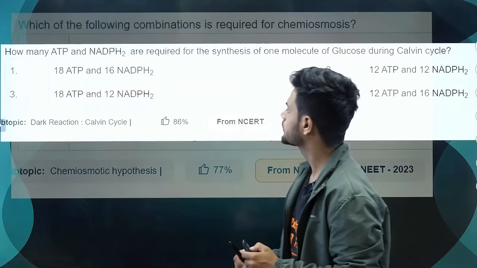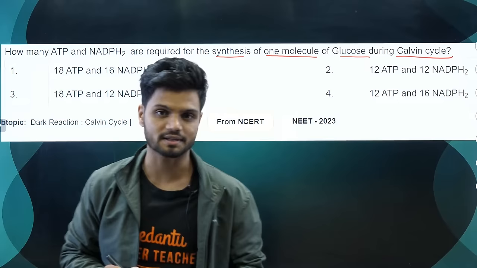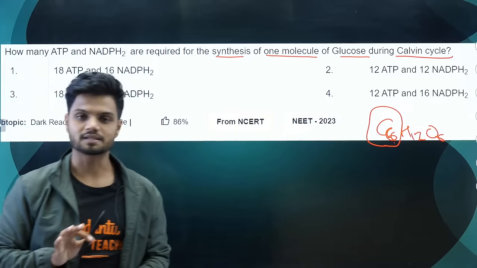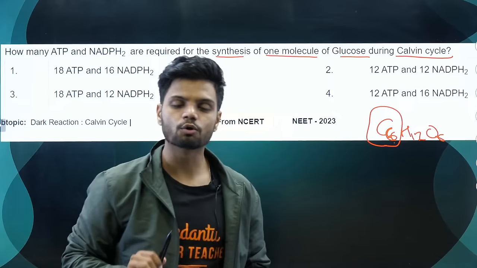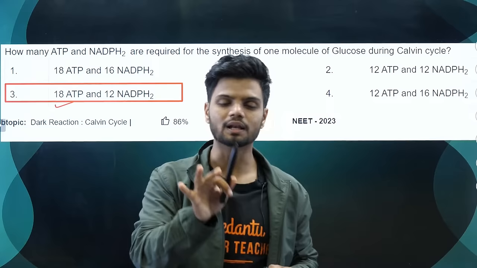Next question. How many ATP and NADPH are required for synthesis of one molecule of glucose during the Calvin cycle? That is C6H12O6, 6 carbon, as in 6 CO2. For 6 CO2 fixation, how many ATP are required? If you look at your NCERT right now, there is a small box which says 18 ATP and 12 NADPH.